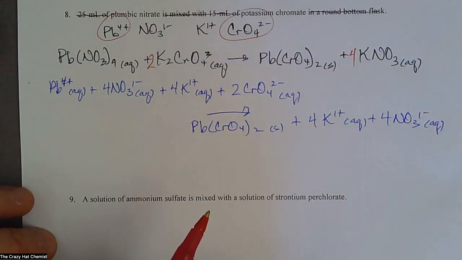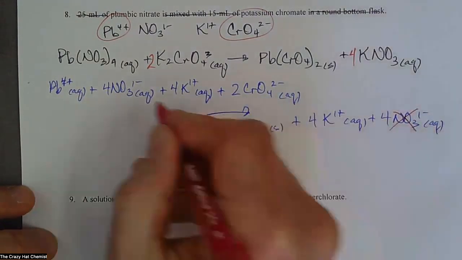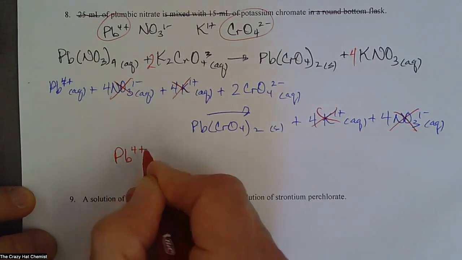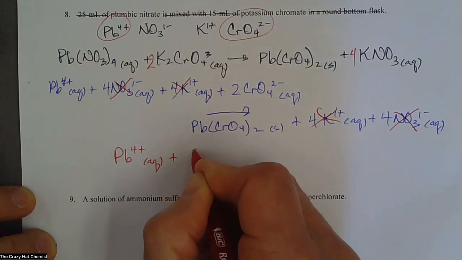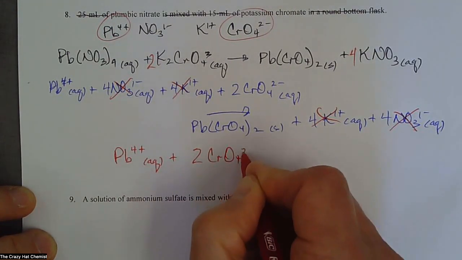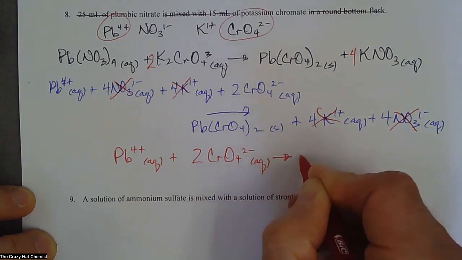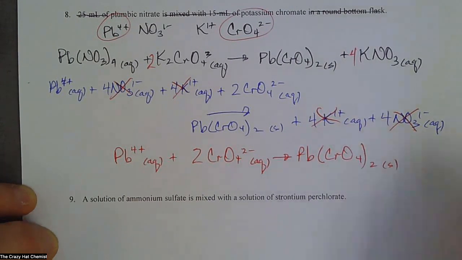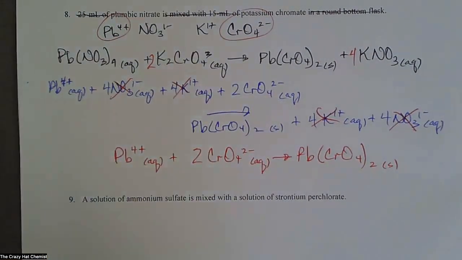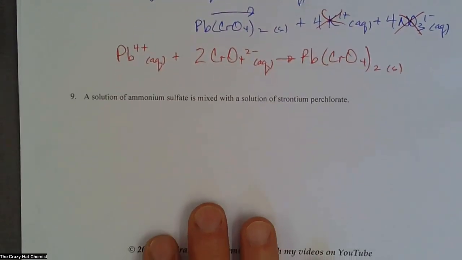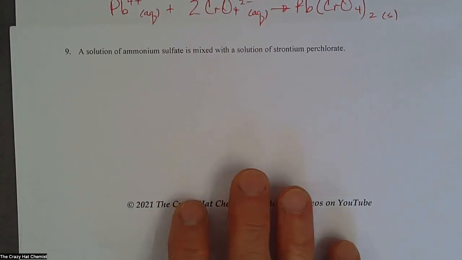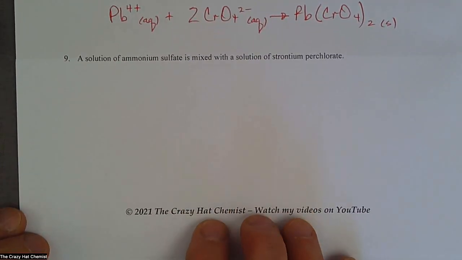So we're going to cross out our common or spectator ions. That's the 4 nitrates and the 4 potassium ions. Now I'm going to have Pb4+ aqueous plus 2CrO4 2- aqueous, yielding Pb(CrO4)2 solid. Okay, fantastic. We have 2 more to do. That's it. So we're going to slide this on up. And where are we? Here we go. Number 9.